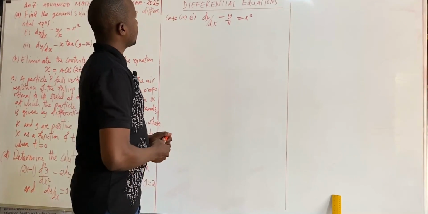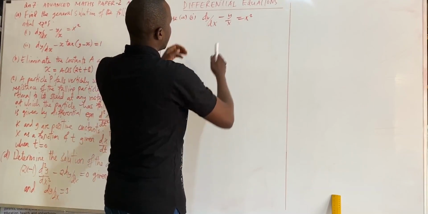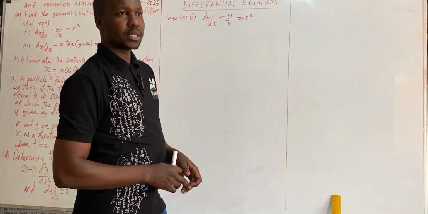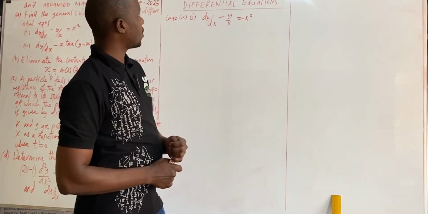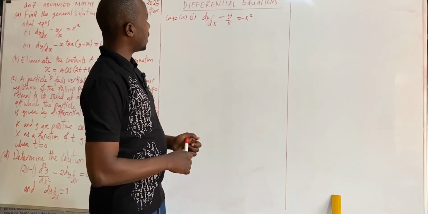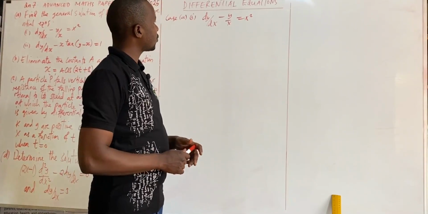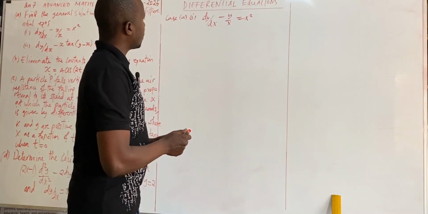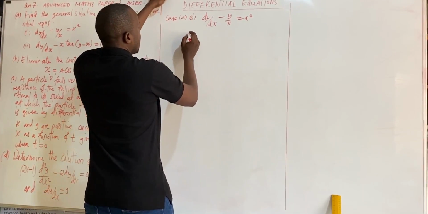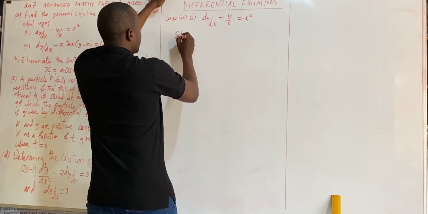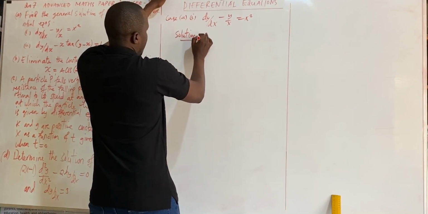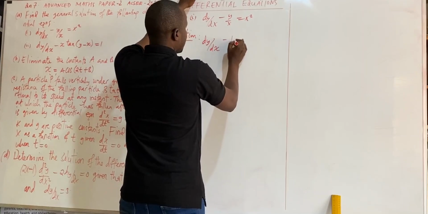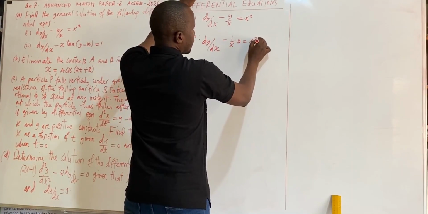So here, the nature of this is a linear first order differential equation where we can apply the concept of integrating factors, because of the nature of how it looks here, the condition for exactness does not work. So this relies on the concept of integrating factors. Having said that, now we can say solution. This can be written as dy over dx minus 1 over x times y equals x squared.